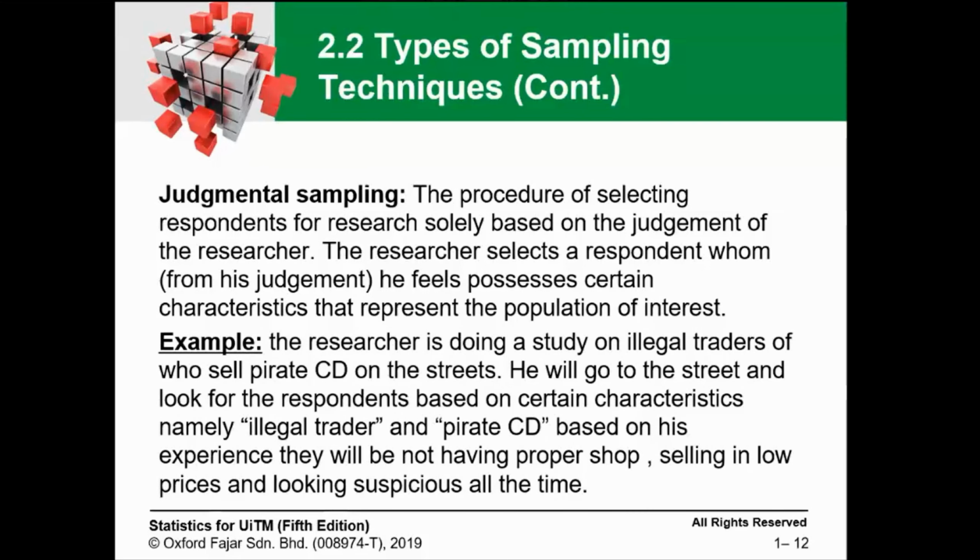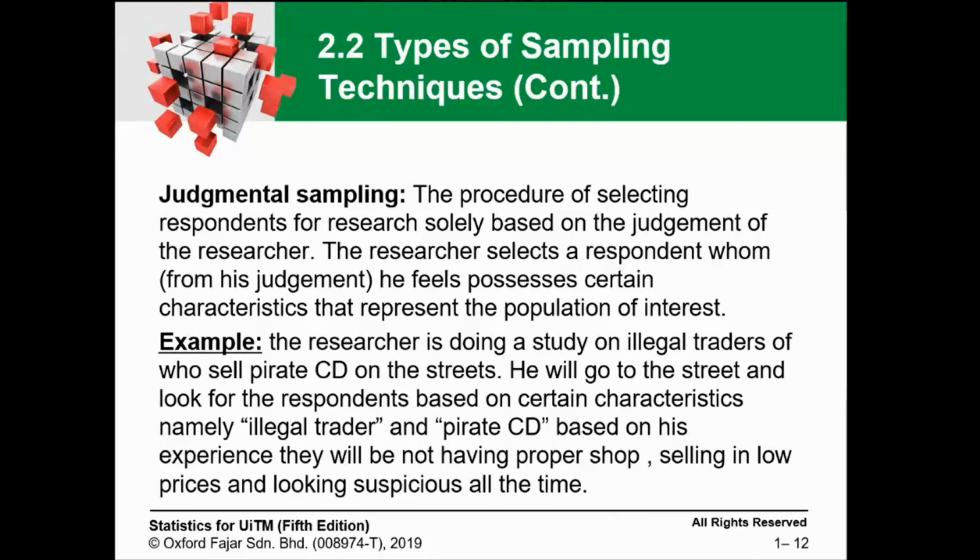Let's take an example. Our previous example was convenience: he saw that it was suitable for him to go at 10 o'clock in the morning to the shopping mall, so he collected answers from those respondents. In this example, we are talking about judgmental sampling, where it is the judgment of the researcher. As an example, suppose our researcher wants to collect data about illegal traders who are selling pirate CDs. You know, in some countries, selling pirate CDs is illegal. So he is trying to collect data from those people. Maybe he's trying to ask why they are doing this job, what are the pros, and what are the cons.